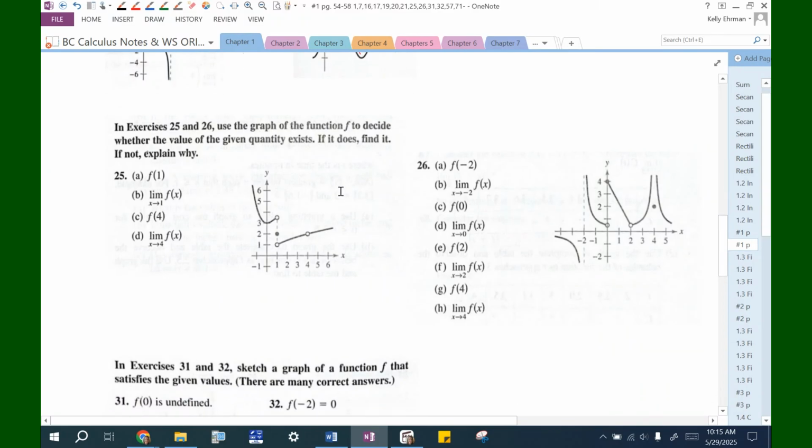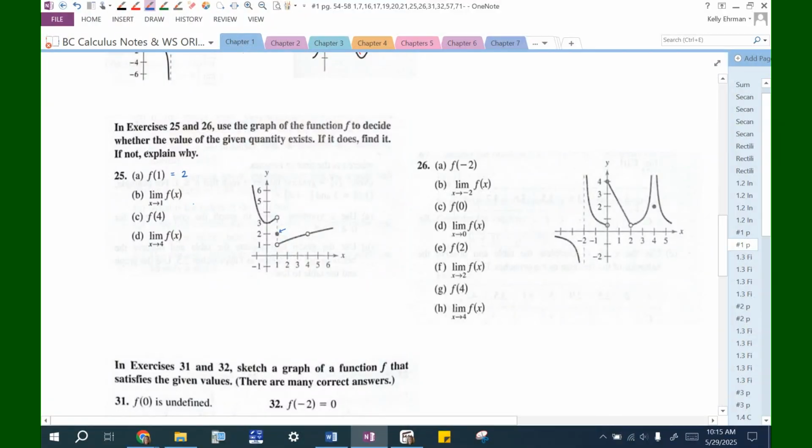All right. Use the graph of the function to decide whether the value of the function of the given quantity exists. If it does, find it. If not, explain why. So first part is f of 1. So f of 1 is equal to this point right here. F of 1 is equal to 2.